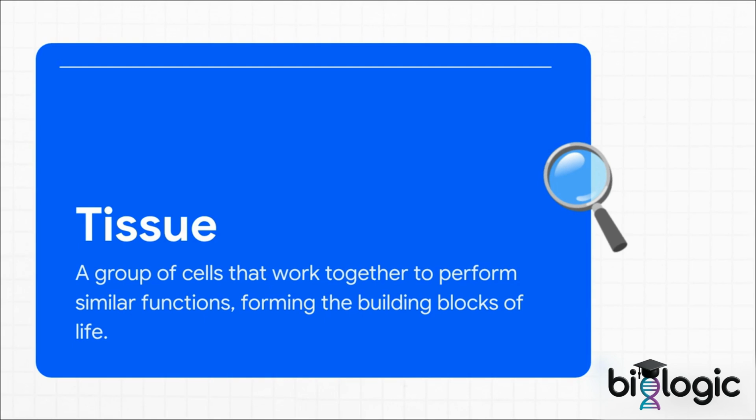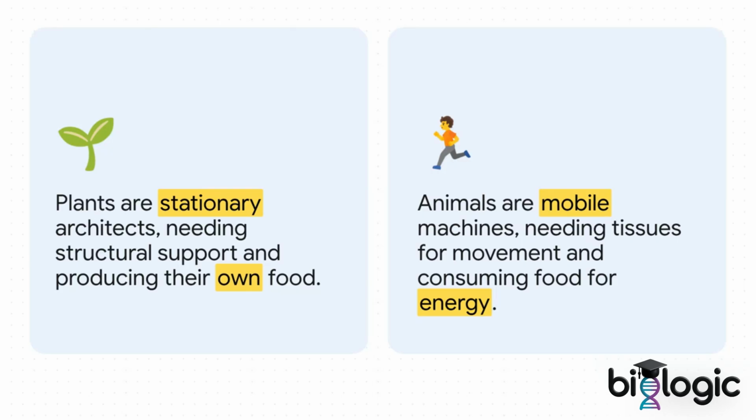It's really that simple. A group of similar cells all pulling in the same direction to get a very specific job done. This idea of teamwork is what lets life go from just a single cell to a complex organism like a tree, or like us. But this is where the design plans for plants and animals take two totally different paths, and it really all comes down to their lifestyle.